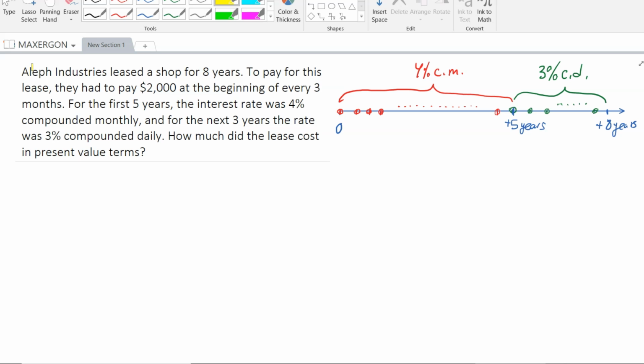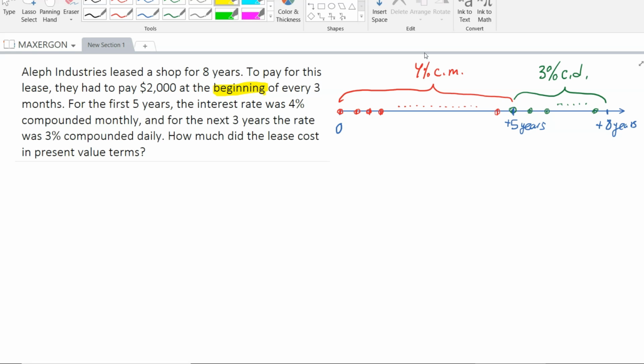Let's understand this problem carefully. We deal here with a due annuity because the payments are happening at the beginning of every 3 months. One important aspect of this problem is that the rate changes. For the first 5 years, which is displayed red here, we see that the rate is 4% compounded monthly. Then the rate becomes 3% compounded daily. This area is displayed green.